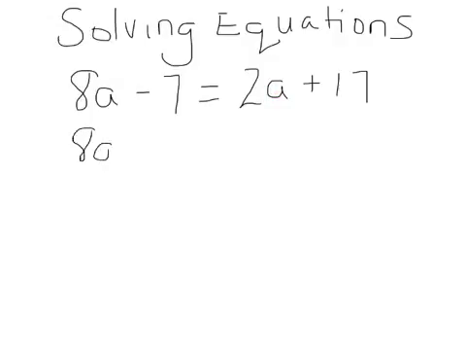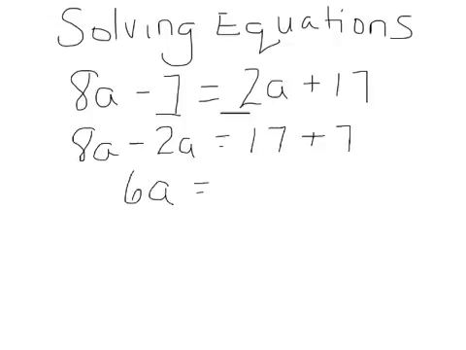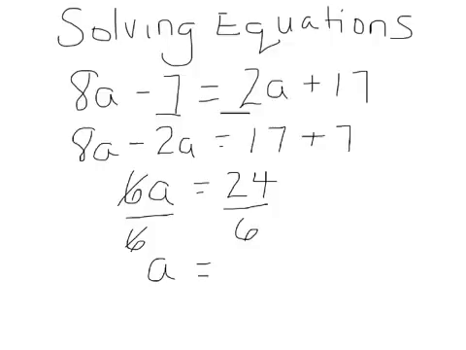So 8a subtract 2a, because it was positive here, we always do the opposite operation. And then we have 17 plus 7, because it was negative 7 here. So when we move it over, it's the opposite operation. I'm now left with 6a is equal to 24. 6 multiplied by a, the opposite operation of multiplication is division. What I do to one side, I do to the other. My 6's cancel out, therefore leaving me with a isolated by itself. 24 divided by 6 is equal to 4.